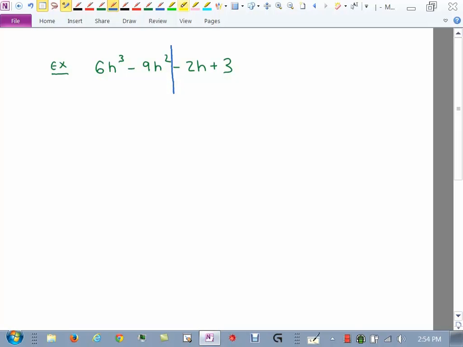Then you focus all your attention right now on just the first 2 terms. From just those 2, pull a GCF. So what GCF can we pull out? We can pull out a 3 and an h squared. And what would be left here if I did that? 2h minus 3. 2h minus 3.